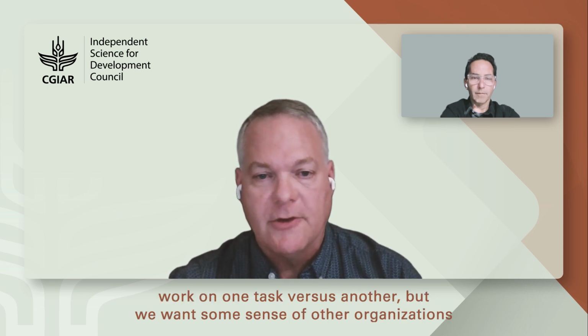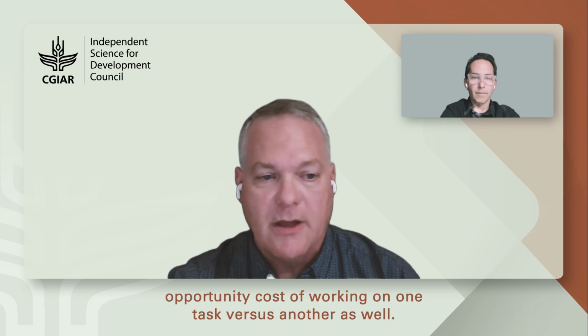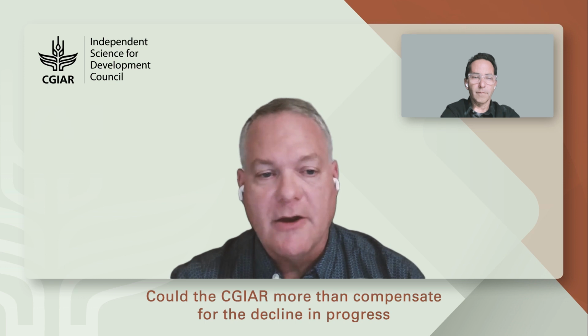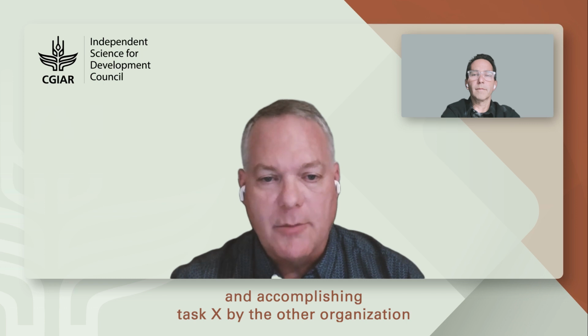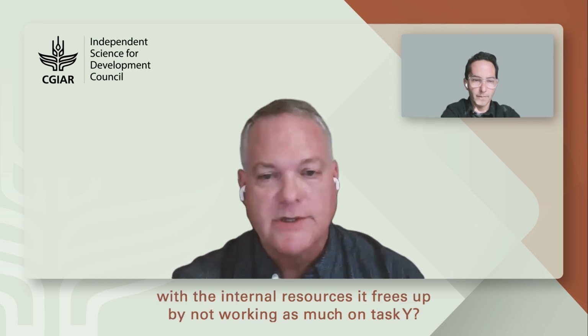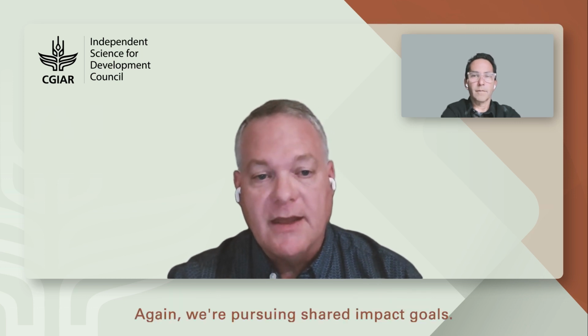So we want to know not just the opportunity cost of our own work on one task versus another, but we want some sense of other organizations' opportunity costs of working on one task versus another as well. And then that leads naturally to the third question: could the CGIAR more than compensate for the decline in progress in accomplishing task X by the other organization with the internal resources it frees up by not working as much on task Y? Again, we're pursuing shared impact goals.